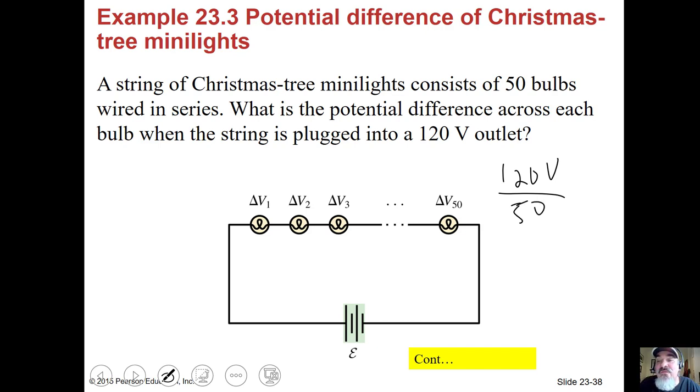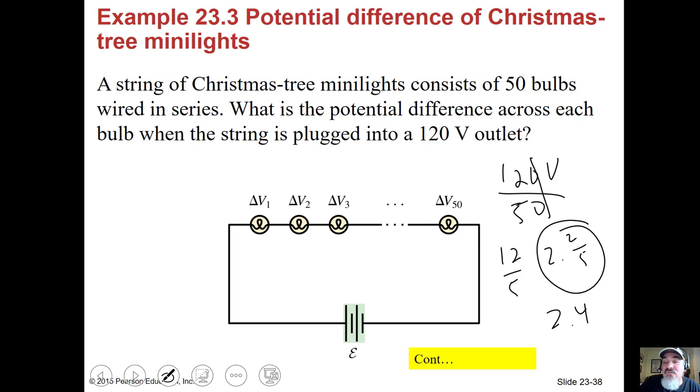So 12/5. Looks like about 2.4 or so. So 12/5, right? The zeros cancel out. 12/5 would be 2 and 2/5, and that's 2.4. Okay? As long as I did that right, it looks okay. 12 fifths, so 2.4 volts each. So take 2.4 volts, multiply it by 50, and you should get back up to 120 if you want to check your work.